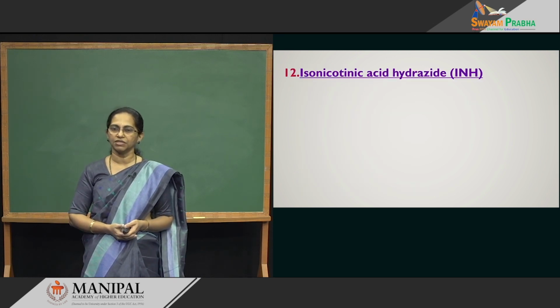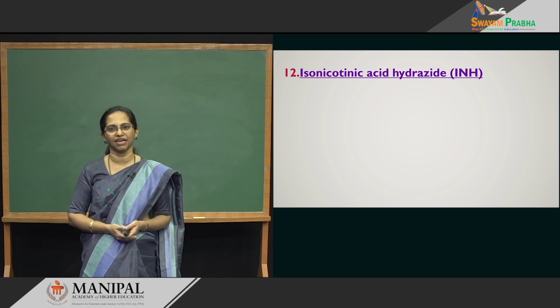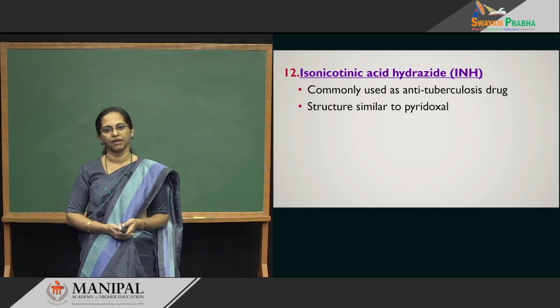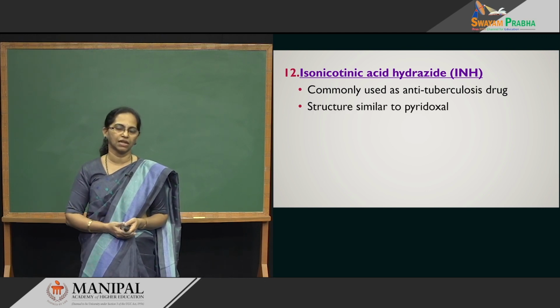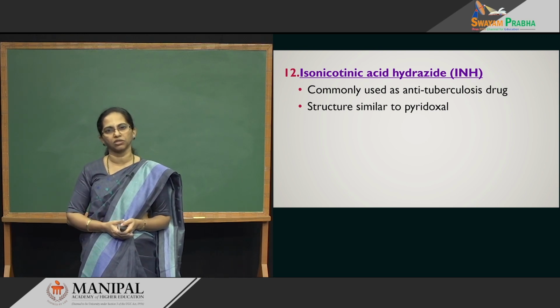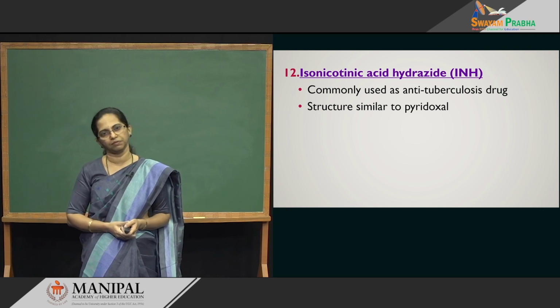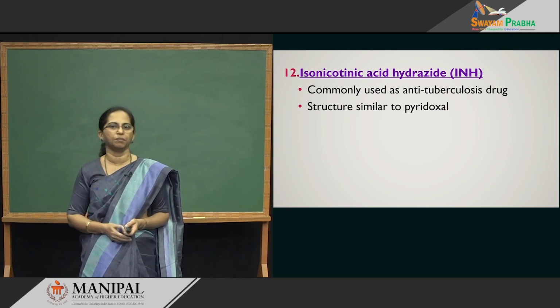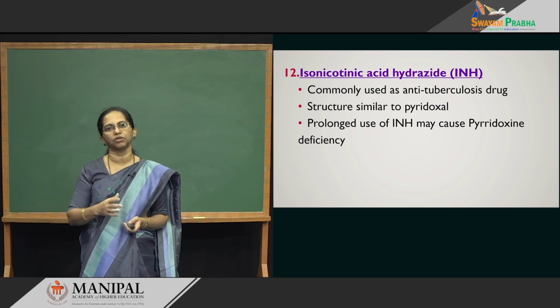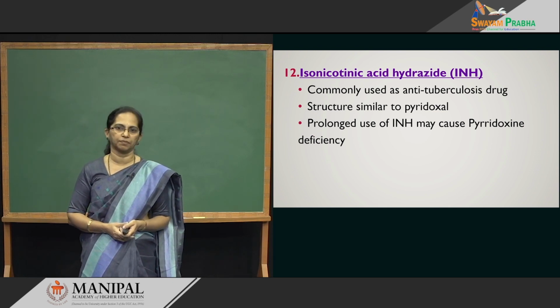Then you have isonicotinic acid hydrazide, a very common anti-tuberculosis drug. Now, this is also a competitive inhibitor. It resembles pyridoxal, that is the vitamin. So, those people who are put on anti-tuberculosis therapy, they are also given vitamin B6, because otherwise it will bring down B6 level. So, INH treatment means you are putting the patient on B6 therapy also.